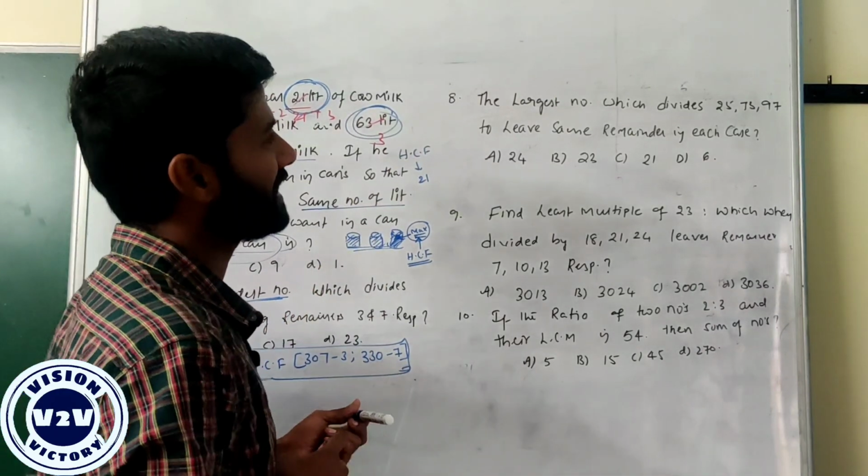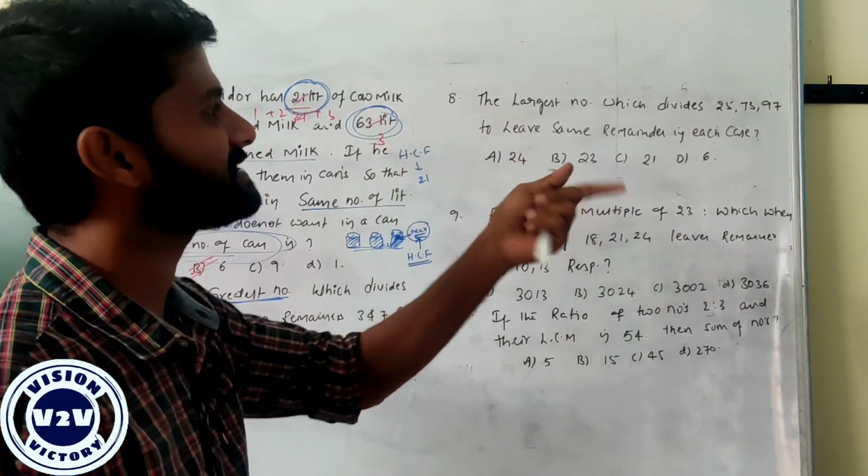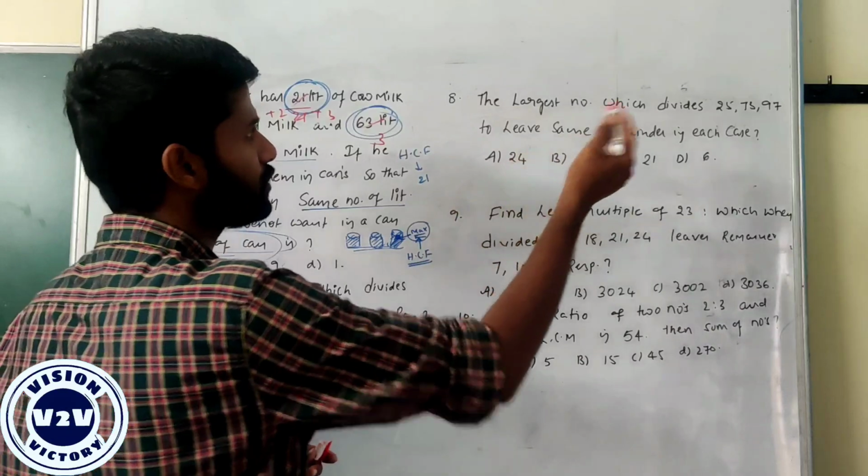In the same way, the largest number which divides 25, 73 and 97 and leaves the same remainder in each case. So you can go with option verification.